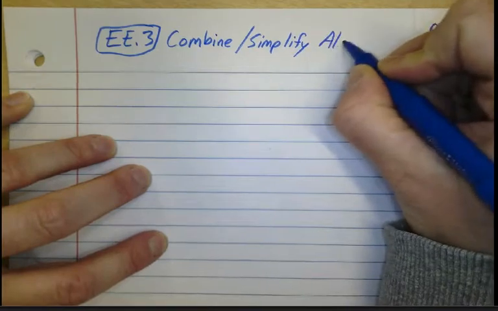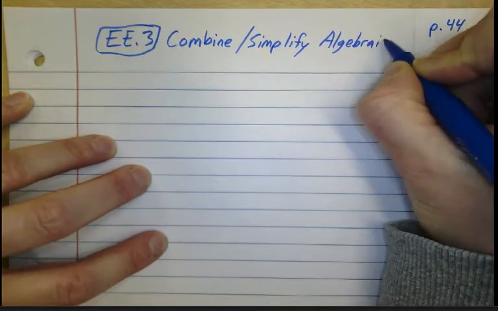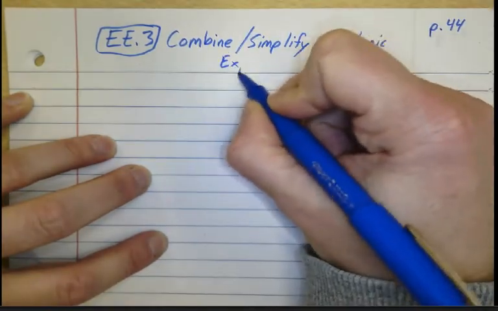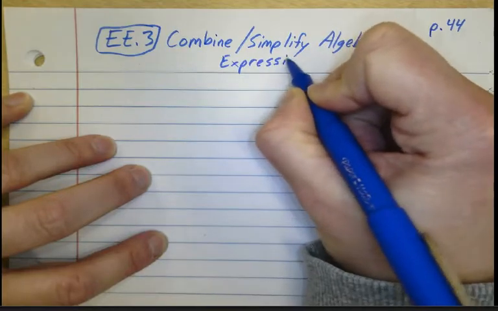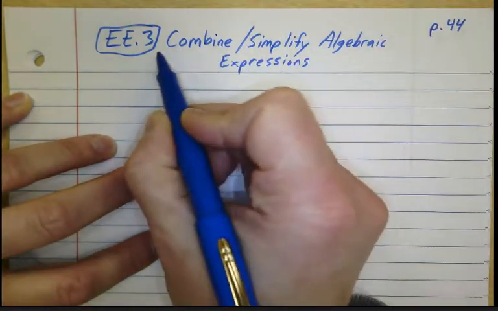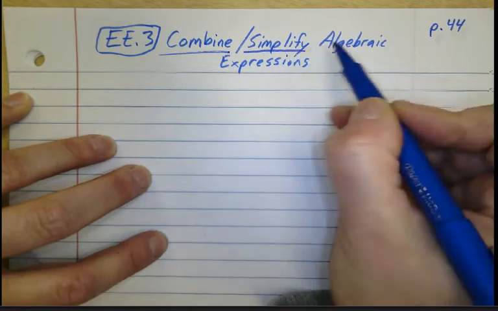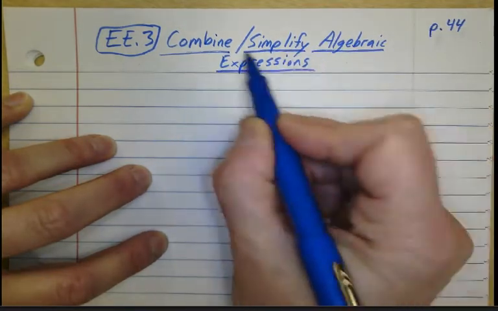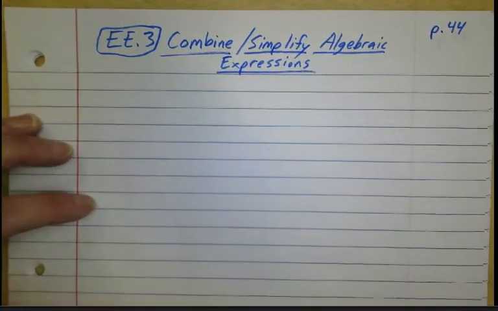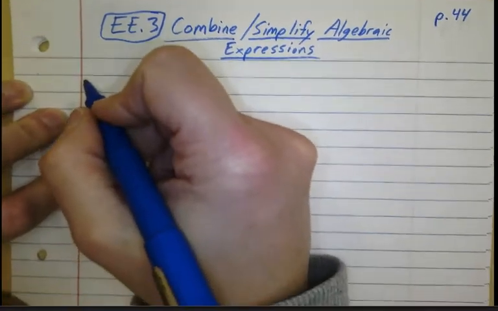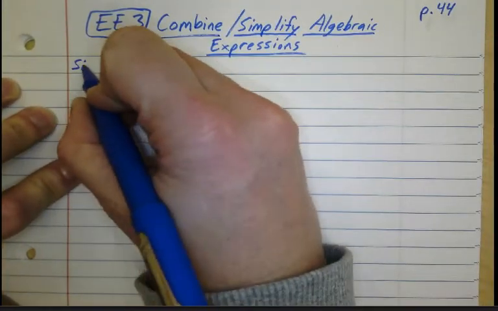They call them algebraic expressions. Expressions are different than equations. Equations you can solve. Expressions you don't really solve them. So the first thing we're going to learn in this particular lesson is to simplify.